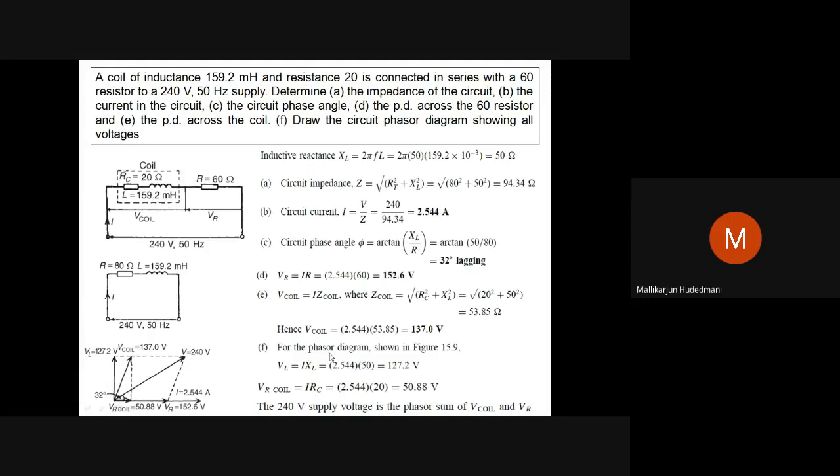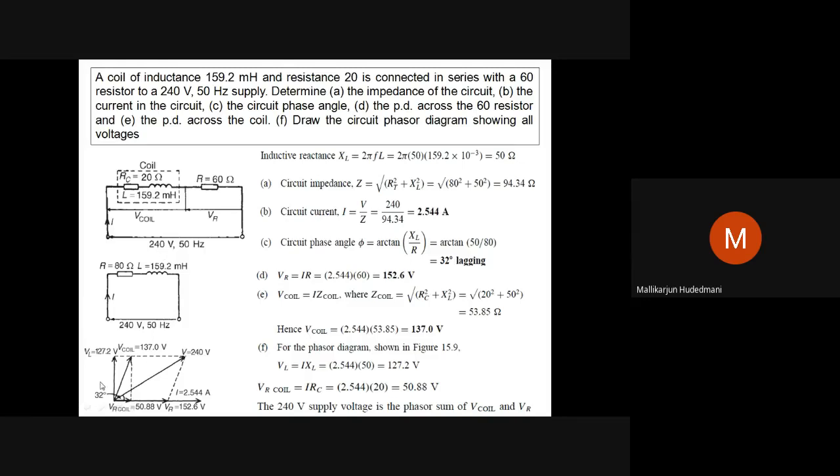You can see here the phasor diagram. So VL equals I into XL, which is 127.2 volt. For V coil, inside I have RC of 20 ohm, 20 into 2.544, which is 50.88. Now I got the voltage across the impure part of the coil, VRC, and the voltage across the inductive reactance part of the coil. Then the total vectorial sum of VRC plus VXL is V coil. Then V coil, when I add vectorially with VR, becomes the applied voltage 240.